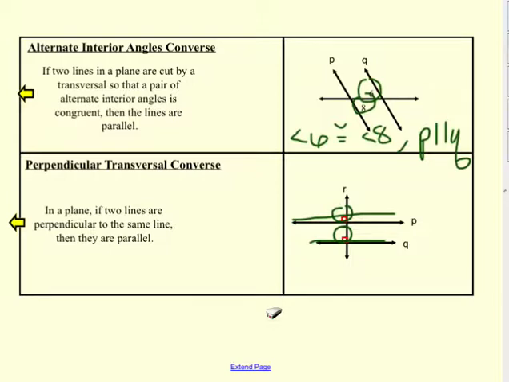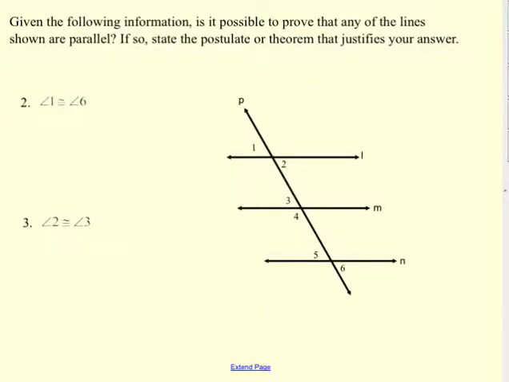Okay, so what we're going to do now is work on proving lines are parallel based on what we know. The biggest thing when you're proving things in geometry is that you have to state the theorem that's associated with it. So if we're saying, okay, yes, I know that means they're parallel, well, you have to tell me and whoever's looking at your sheet why that means they're parallel. So let's take a look at this first one. Given the following information, is it possible that any of the lines shown are parallel? If so, state the possible theorem that justifies your answer.